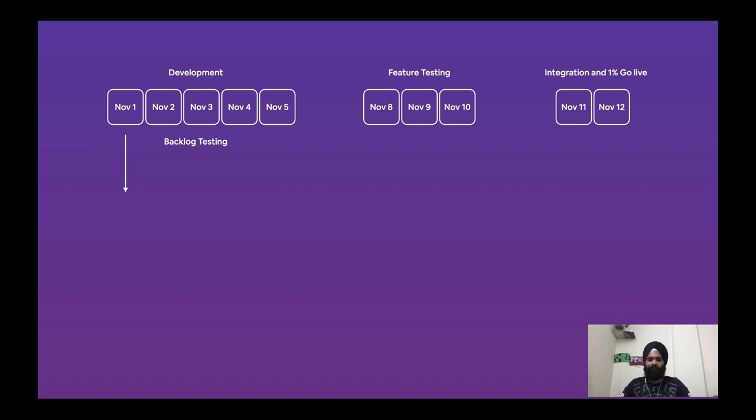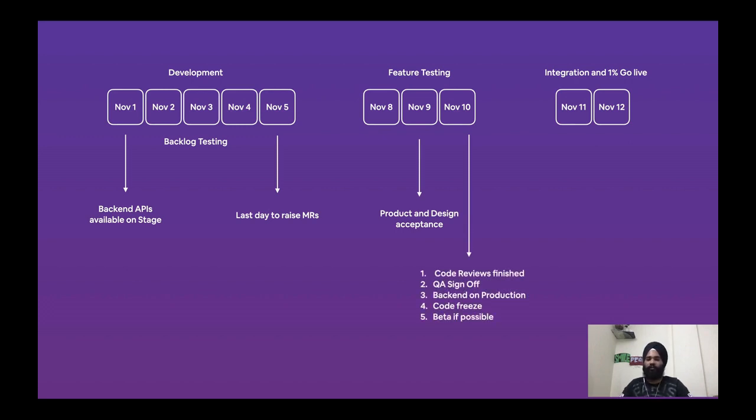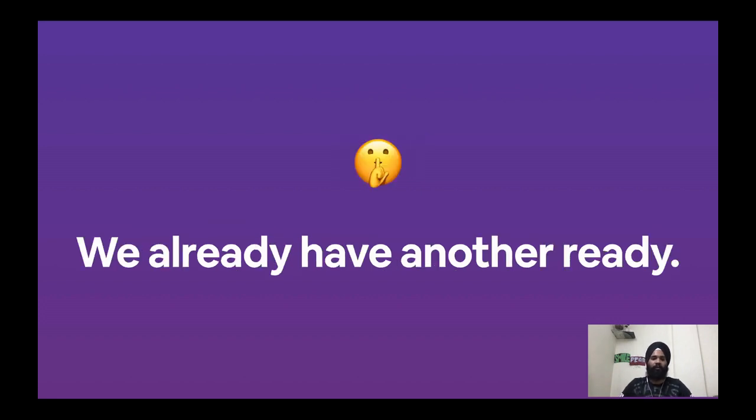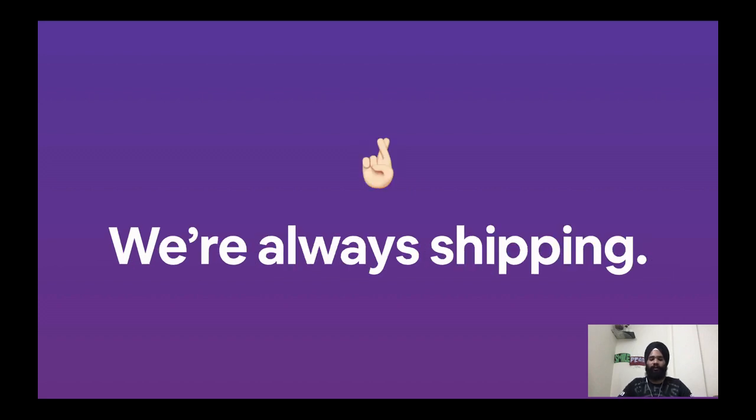Now there are some timelines involved that everyone has to take care of. For example, backend APIs should be available on stage before I start working, and November 5th should be the last day to raise my merge request, or any 5th working day of that train should be the last day to raise my merge request. Stuff like product and design acceptance happens in parallel with feature testing, so that can also be accommodated in that. And more stuff like code reviews, QA sign off, backend on production servers, code freeze, and if there's a huge feature going, a beta if possible for that. Now by the time our previous submitted app is in store and it is 100%, we have another app already ready, right? So that makes sure that we are always shipping.